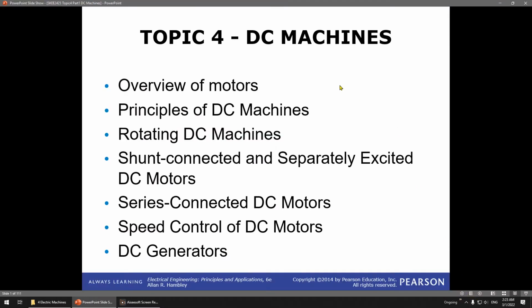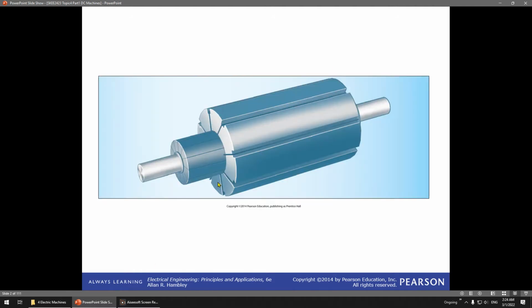So we start with the first one, which is DC machine. Overview of DC, we will learn about the overview of the motor principle of the DC machine, rotating DC machine, shunt connection and separately excited DC machine, DC motor, series connected DC motor, speed control, and DC generator. This covers a lot, but we have to finish it up. This is basically the image of the rotor.